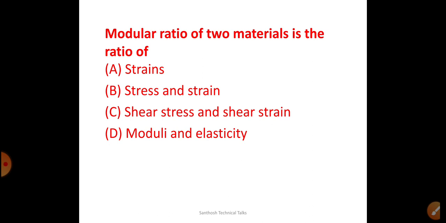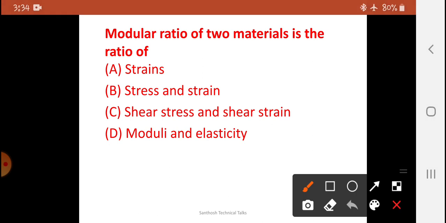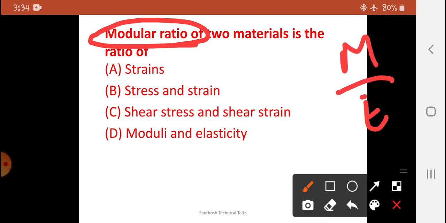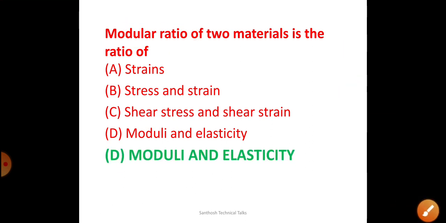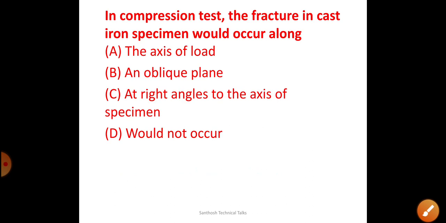And next, very superb question. Modular ratio of two materials is the ratio of moduli of elasticity. So the modular ratio, which is the ratio of moduli of elasticity, m by e. So that is the correct answer.